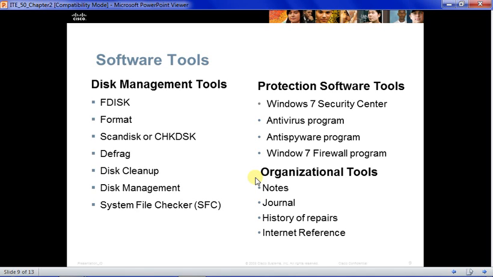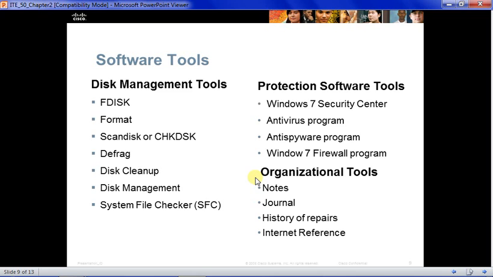And then there are other tools to help you as a technician to organize your notes and help you gain knowledge and skills when working with computers over the long run. You'll take notes, you'll keep journals, you'll do a history of your repairs, and you also want to have sites that you use, websites for your internet references. It might be bulletin boards or logs or even Google searches are a great way to help you in your process of learning and fixing computers.